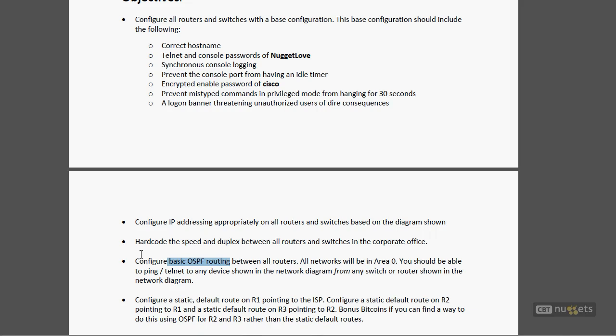It says configure basic OSPF between all routers. All networks will be in area 0. That's the backbone of OSPF. You should be able to ping or telnet to any device shown in the network diagram from any switch or router shown in the network diagram.